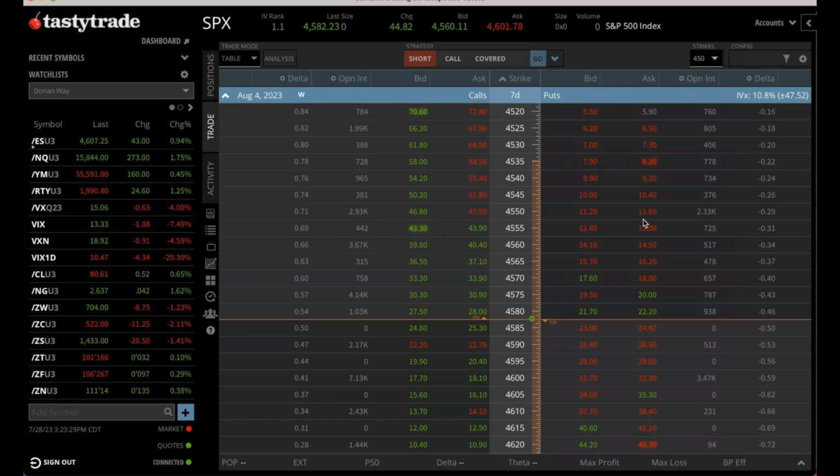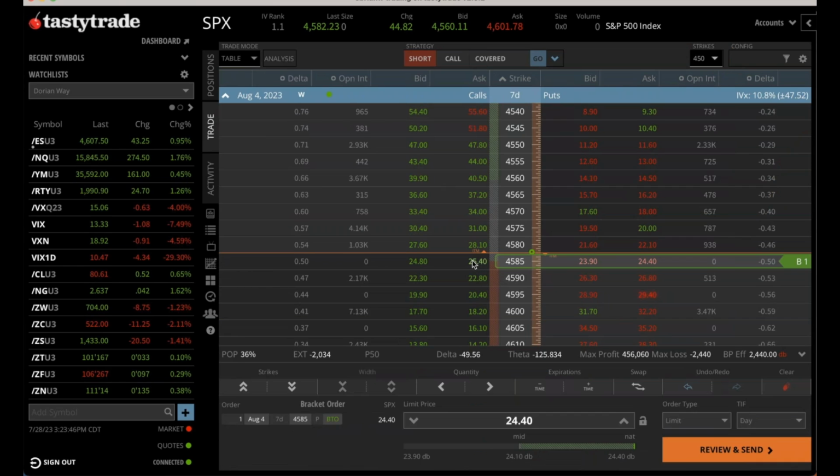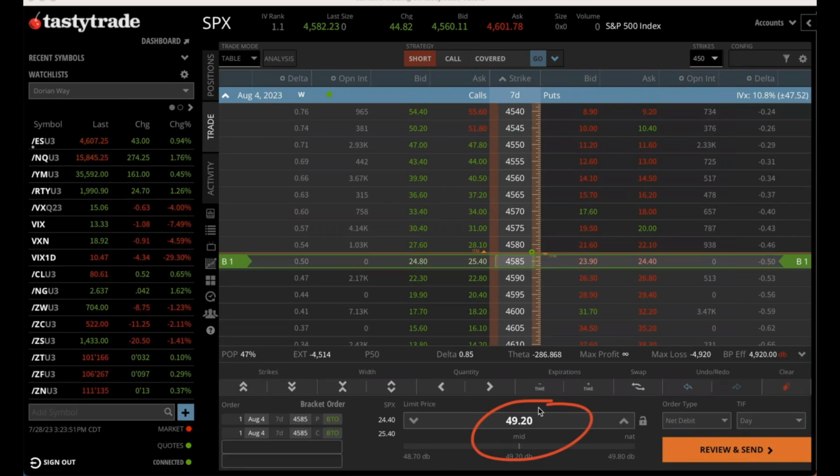Okay? So you have the 7 days to expiration, as you can see here. Okay? And you have what is called an expected move here that you want to look at. You have an implied volatility, and you can check out the expected move by doing the straddle price as well. So the straddle price here is 49.20. The expected move that TastyTrade is showing on their platform is about 47.50. Okay, about 47.50. So you can determine how you want to place this trade based on this expected move.